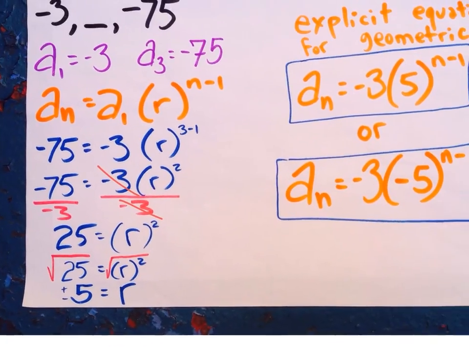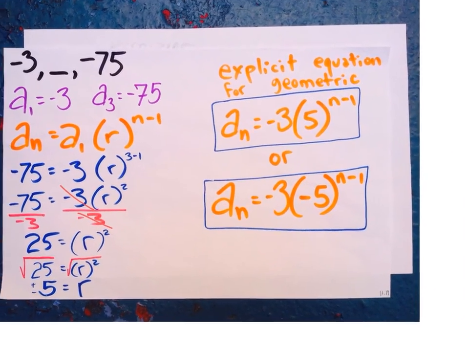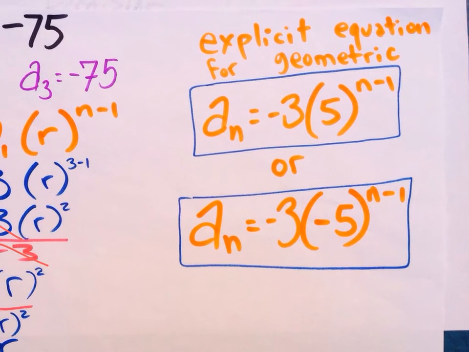So what is our answer? Our explicit equation for this geometric sequence is going to be a sub n equals negative 3, which is the same for both equations because it's the first term. That doesn't change, but the ratio does. So it's either positive 5 or negative 5 raised to n minus 1.